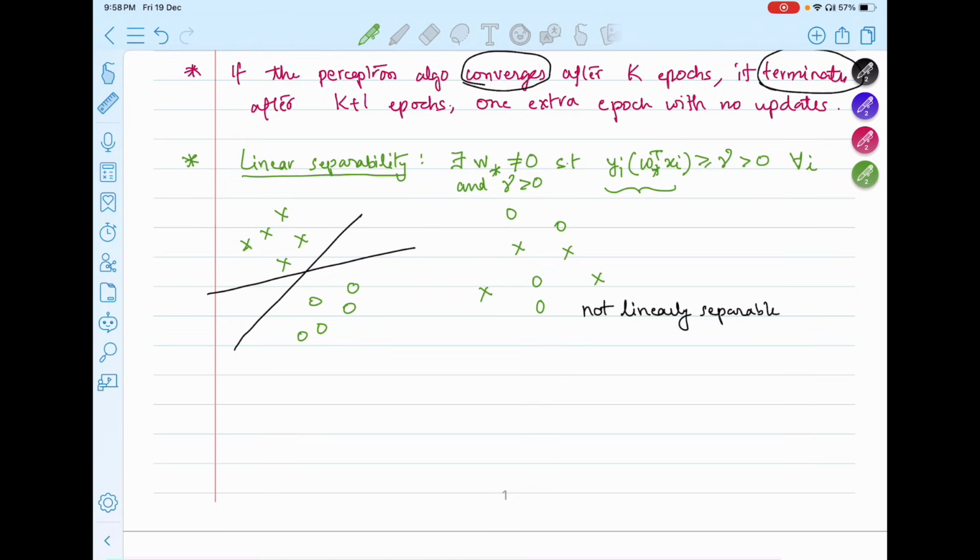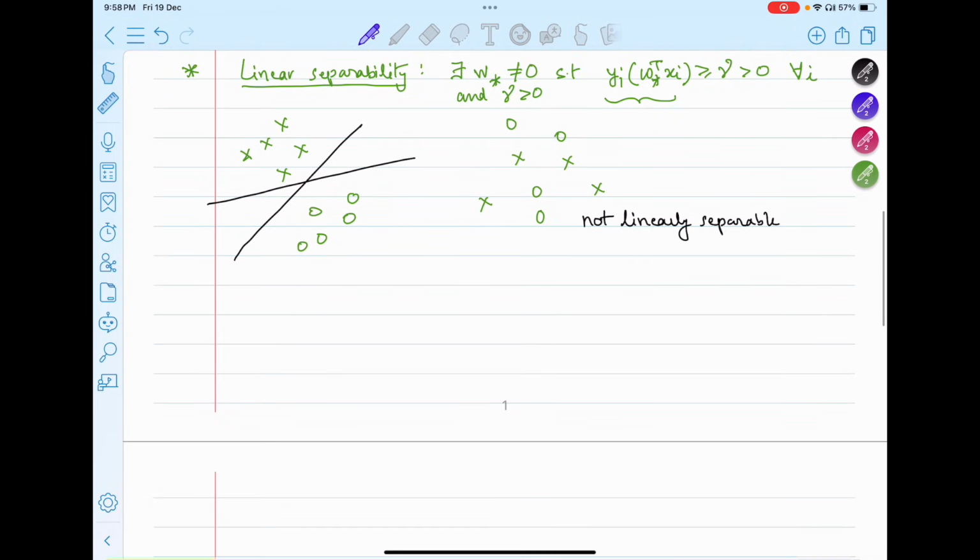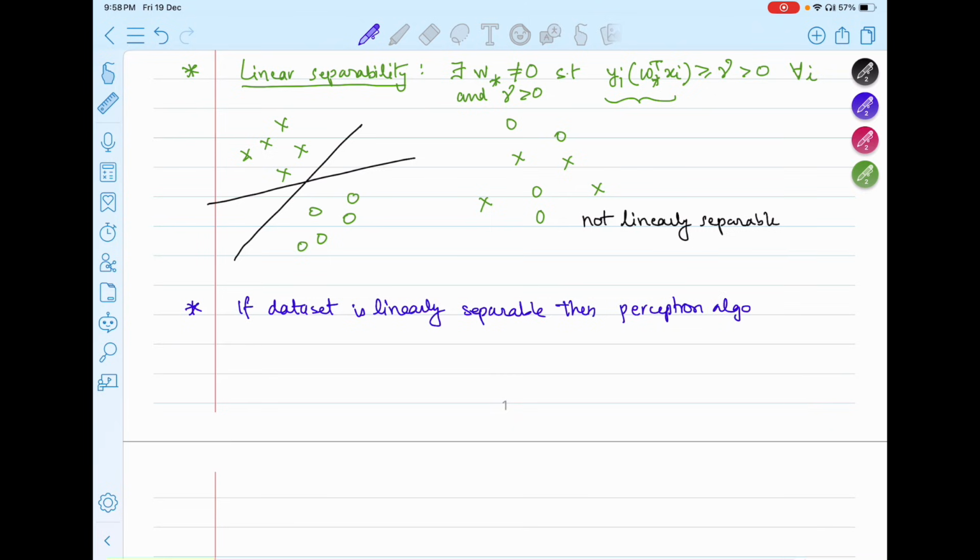Why is linear separability important for us? Because in the perceptron algorithm context, if the dataset is linearly separable, then the perceptron algorithm will converge. What do you mean by converge? Converge means it will land in some W.